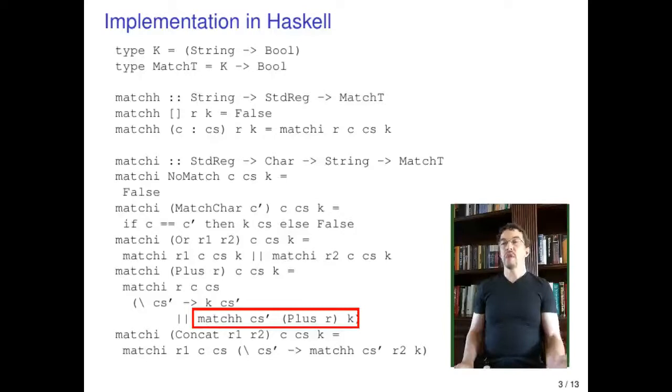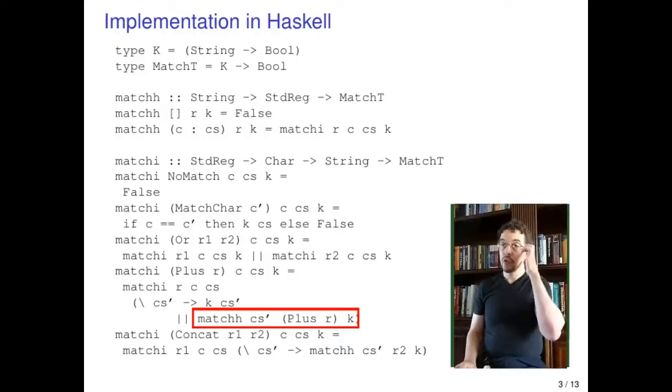So here's a look at the implementation in Haskell. We're going to move to the implementation in Cedille in a little bit, but to start off in Haskell, it's a continuation-based algorithm, so we have a type K for continuations. It takes strings to bools. They're going to take suffixes, tell us whether or not they match. And then there's a type MatchT for convenience. It just says continuation goes to bool.